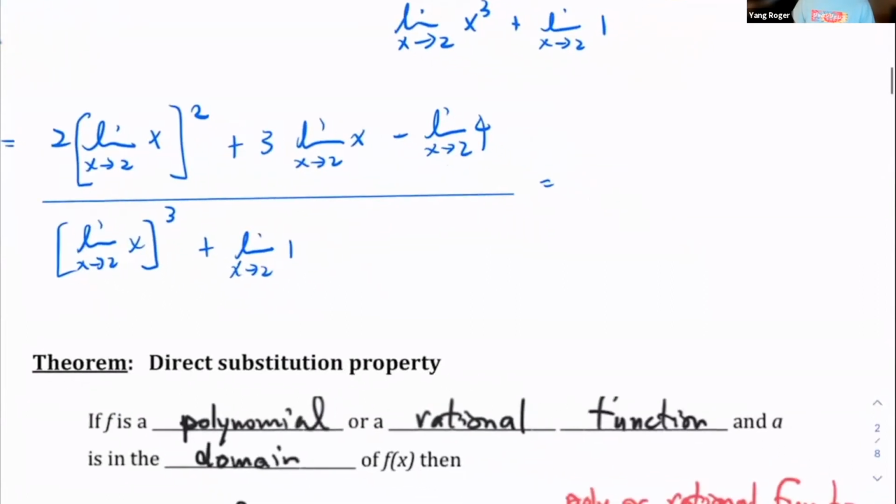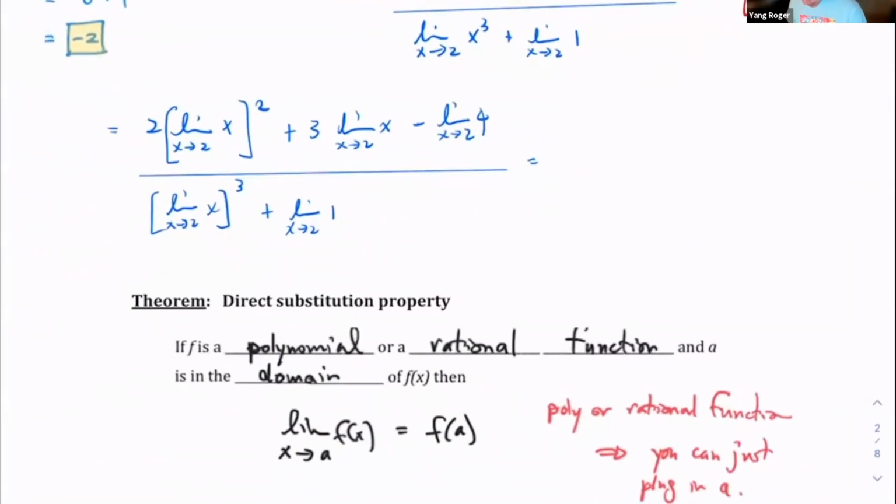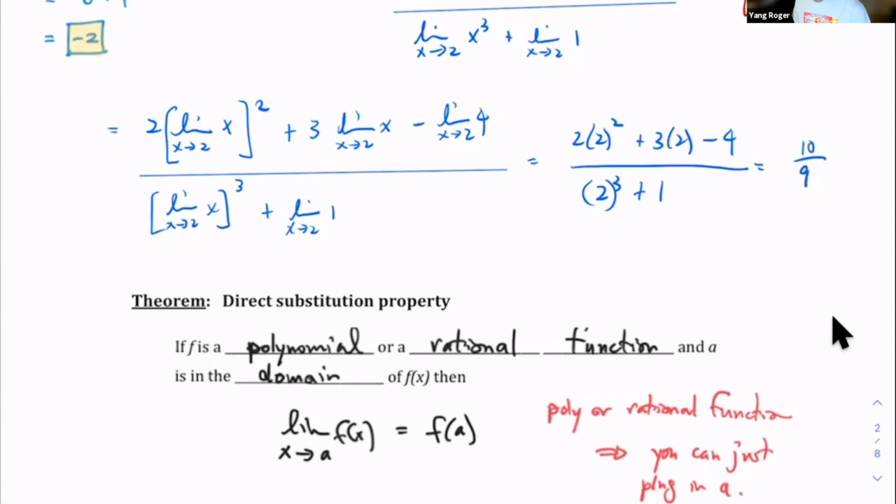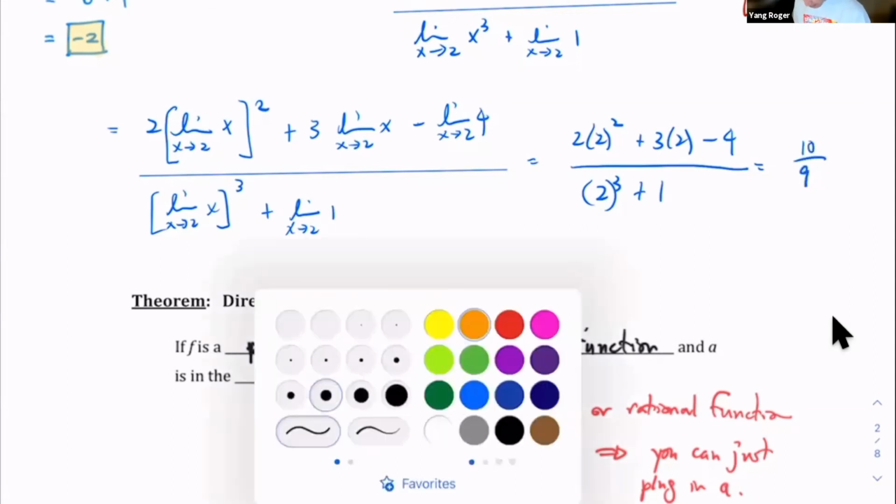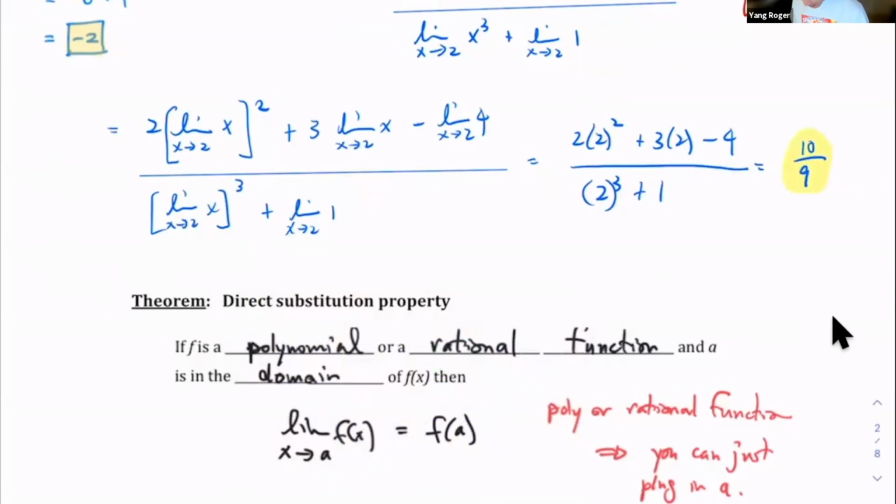So when I go to simplify this, what do I get? I'm going to get 2 times 2 squared plus 3 times 2 minus 4, divided by 2 cubed plus 1. Okay. Are there any questions about that so far? So when you simplify this, you're going to get 10 over 9. So let's highlight that. It's going to be our final answer here.